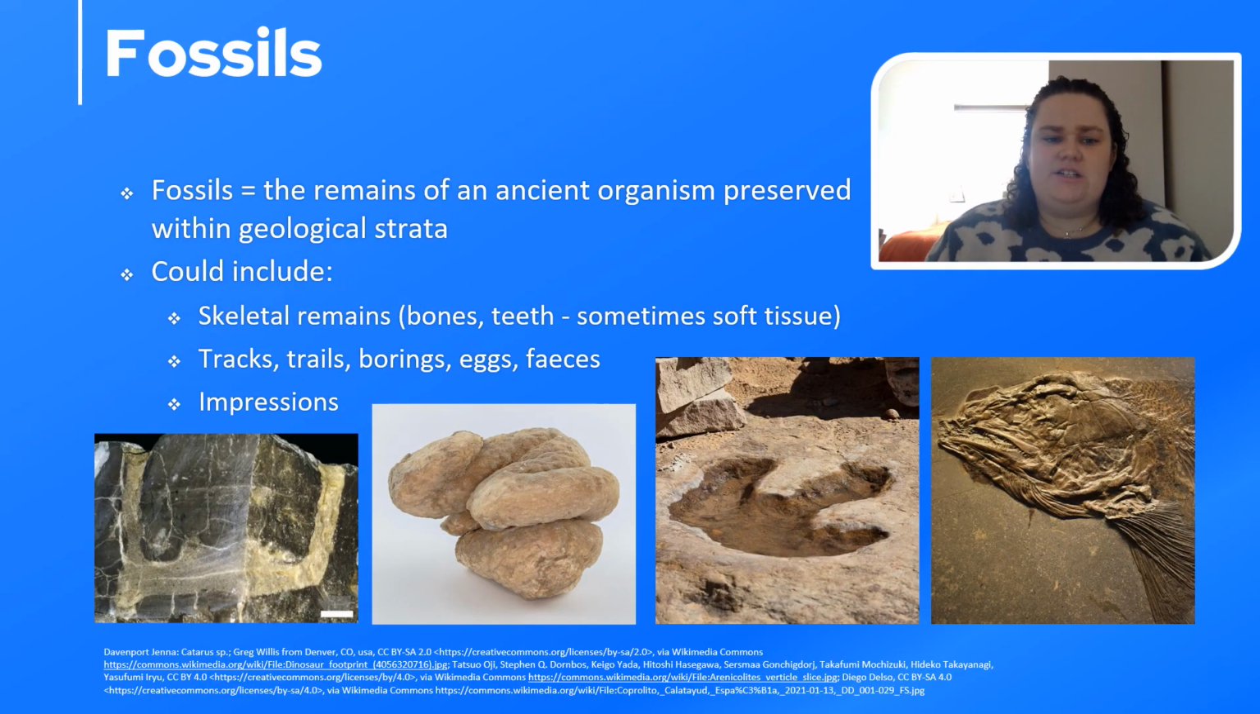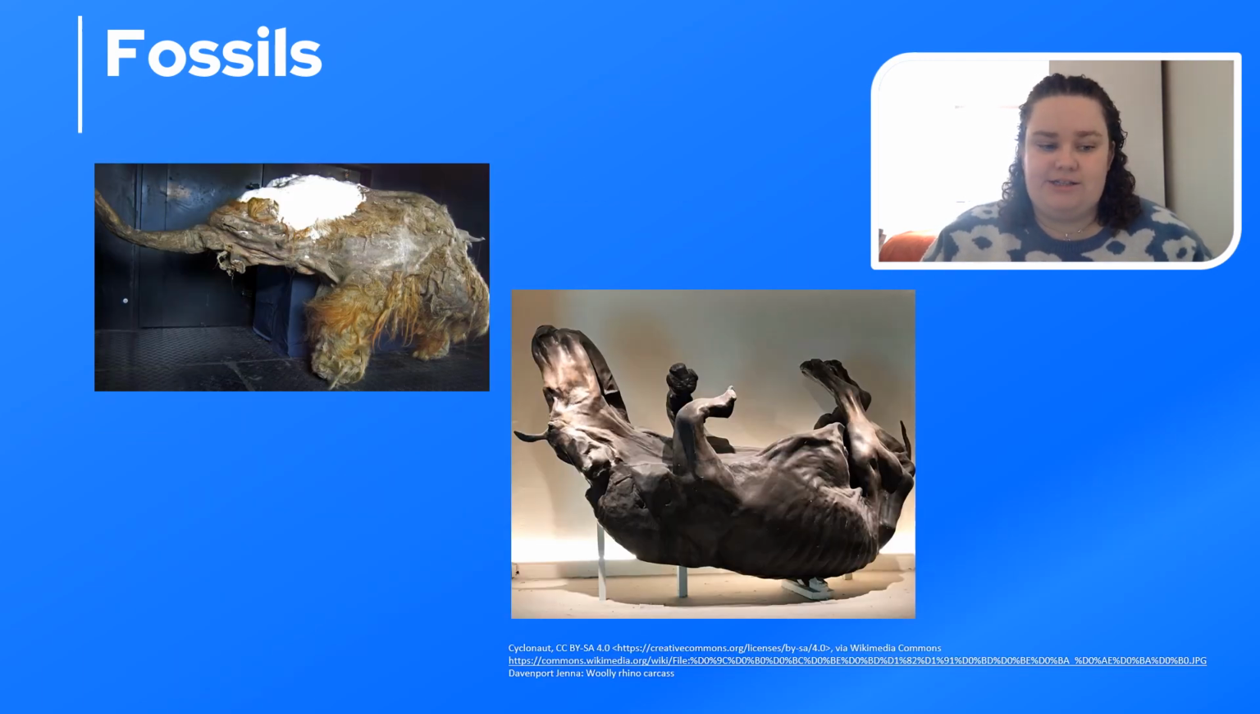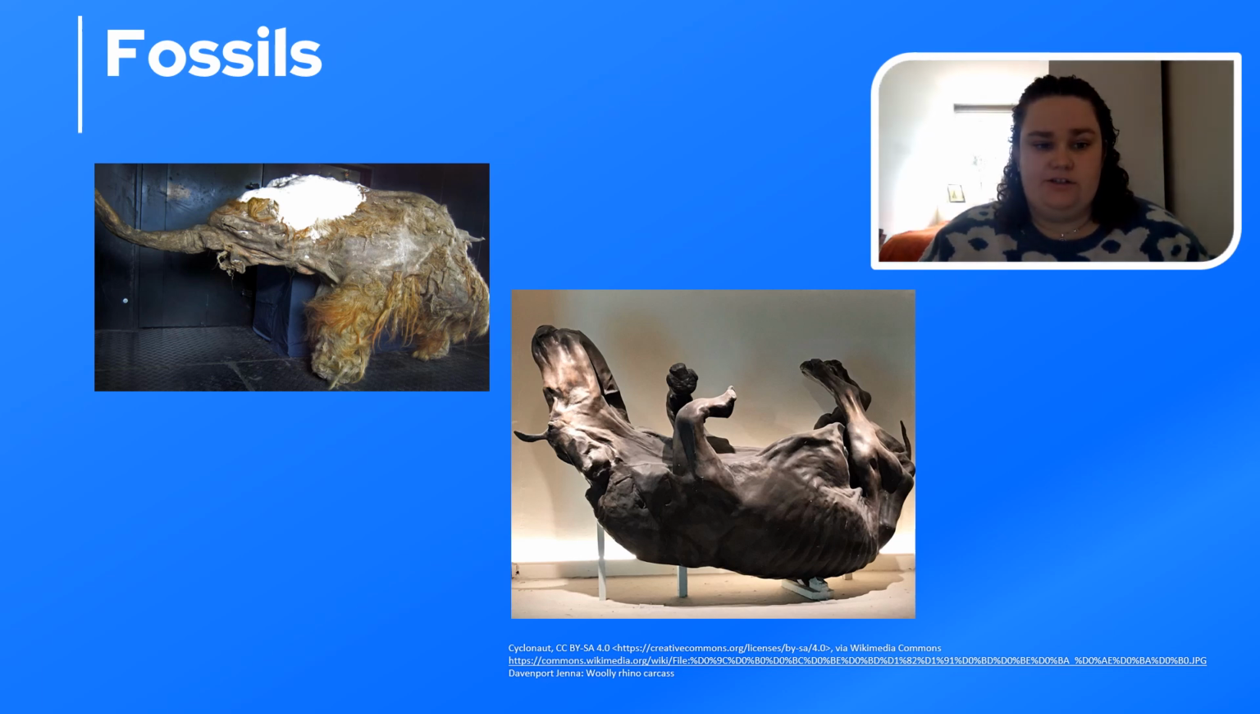So what is a fossil? A fossil is the remains of an ancient organism that is preserved within geological strata. This could include skeletal remains, which is what we most know a fossil to be, such as bones, teeth, as well as sometimes soft tissue. We also include fossils being tracks, trails, borings, eggs and feces, as well as impressions. There are, however, other types of fossils known as permafrost fossils, so this is where an animal gets mummified, which we can see in these absolutely stunning fossils, such as this woolly mammoth calf and this woolly rhino.